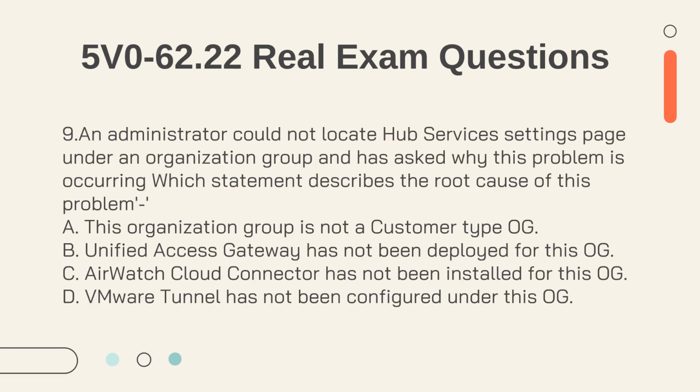9. An administrator could not locate the Hub Services settings page under an organization group and has asked why this problem is occurring. Which statement describes the root cause of this problem? A. This organization group is not a customer type OG. B. Unified Access Gateway has not been deployed for this OG. C. AirWatch Cloud Connector has not been installed for this OG. D. VMware Tunnel has not been configured under this OG.